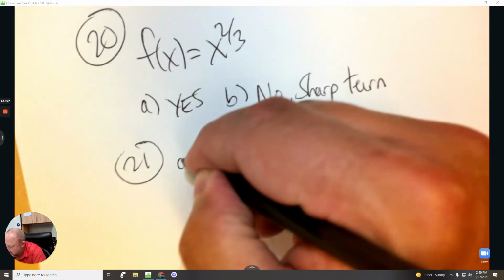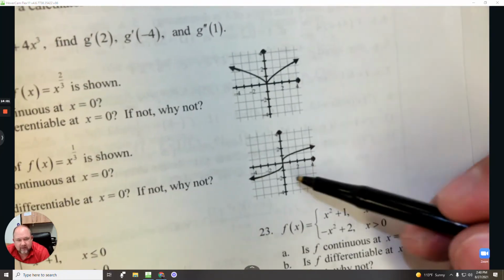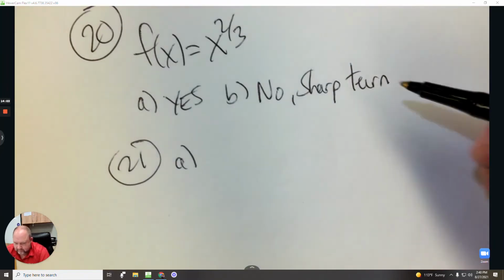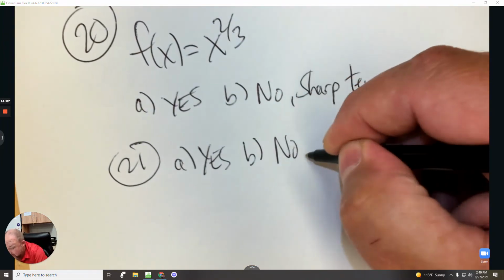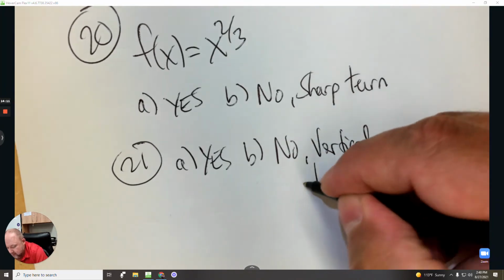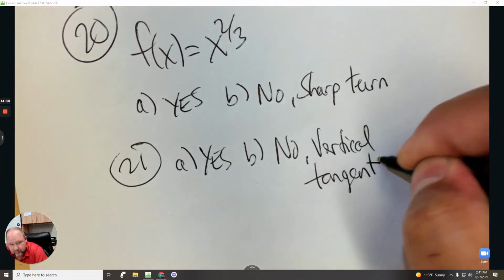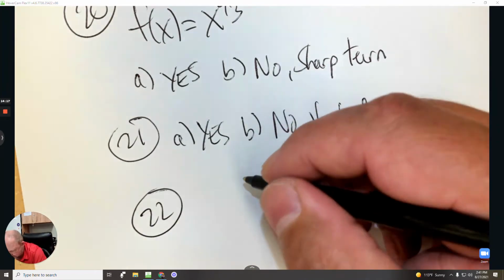For number 21, at 0, is it continuous? And the answer is yes, it's continuous there. And then B, is it differentiable there? And the answer is no. Why not? Because that's a vertical tangent. And that's a cube root function. 22.